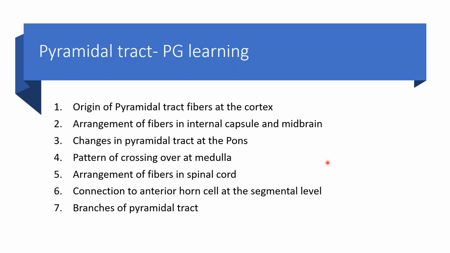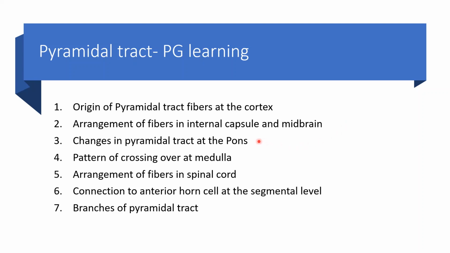So first is the origin of the pyramidal tract at the cortex. Understanding of that is important to know the pattern of weakness sometimes, the duration of the weakness, because you will understand that when the lesion affects certain part of the cortex, the weakness recovers quickly, or sometimes the weakness may take a longer period and it may be denser. Next is the arrangement of fibers in the internal capsule and the midbrain. Though it is not of much clinical relevance, it is a frequently assessed knowledge in a postgraduate.